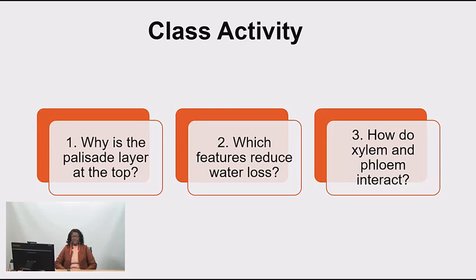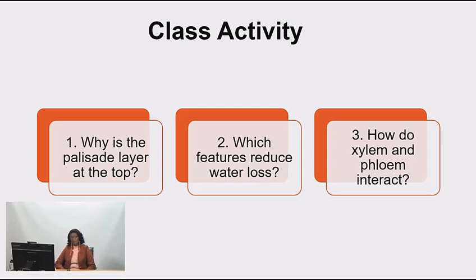Question 2. Which features reduce water loss? The waxy cuticle of the plant. It covers the leaf surface, making it waterproof and minimizing evaporation. The stomata, on the other hand, regulate. The stomata can close when it's too hot or open during cold days, also to control water loss from the plant.